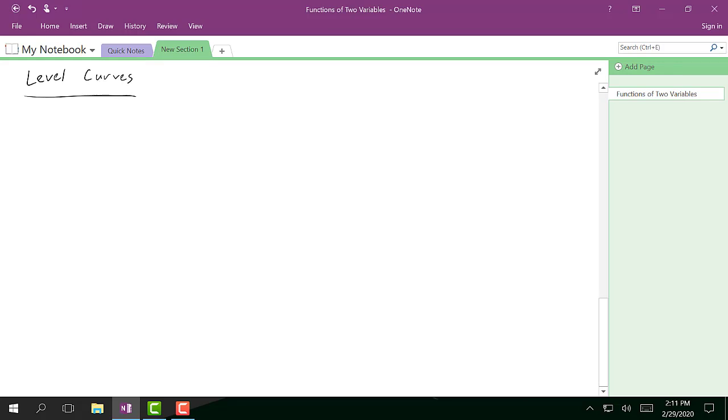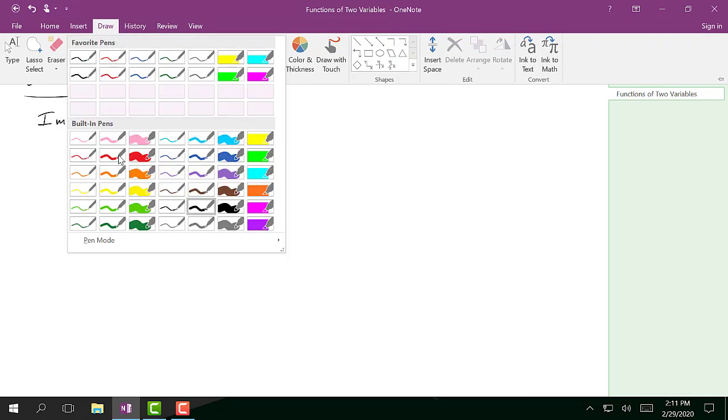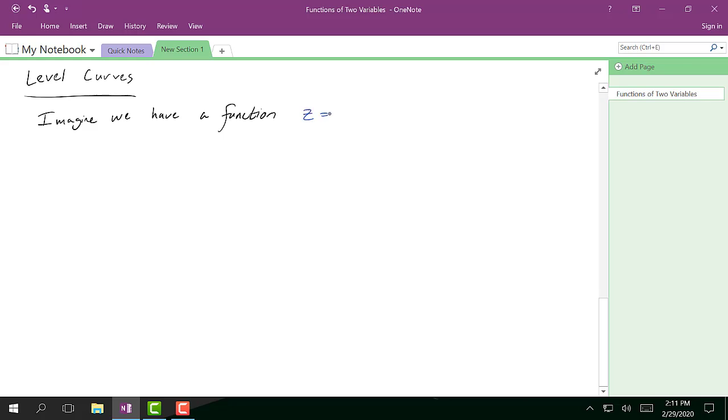Okay, so again, we would say R3. So we have an x, a y, and a z axis. So things get a little bit more tricky, but I find it more fun to draw. And so what we're going to do first to introduce level curves is say that we have some function. Imagine we have a function, z equals f of x, y.